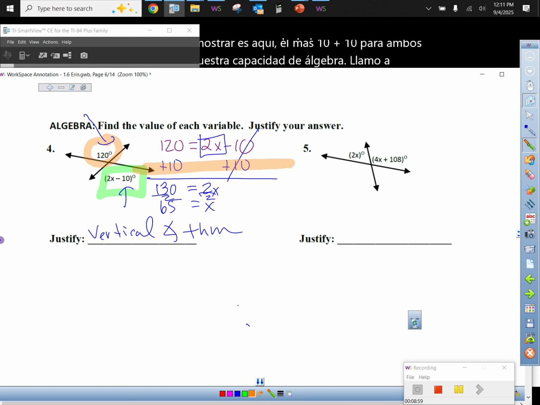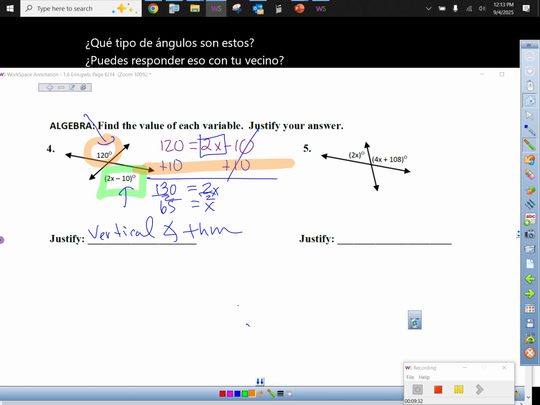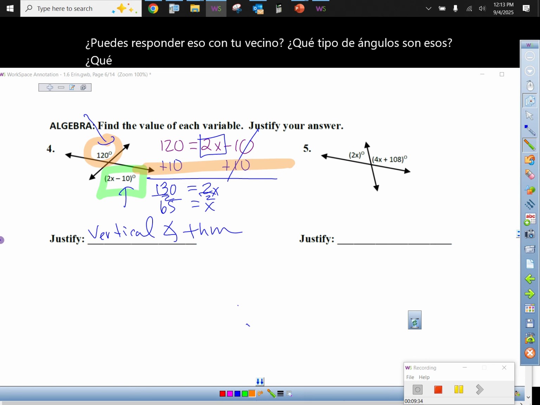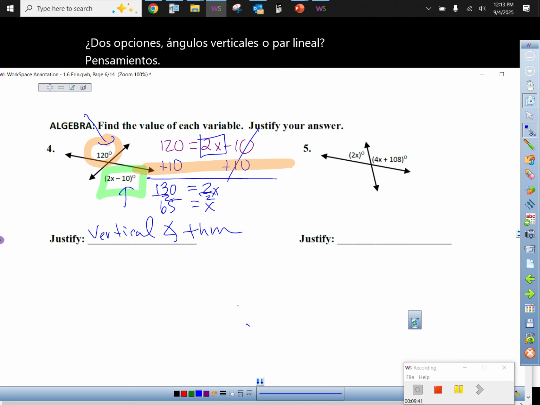All right? And here's the first question that your brain needs to ask, obviously not out loud, but in your head. What kind of angles are these? Can you answer that with your neighbor? What kind of angles are those? Two choices, vertical angles or linear pair. Thoughts? Linear pair, right? Should they be the same or should they add up to equal 180?